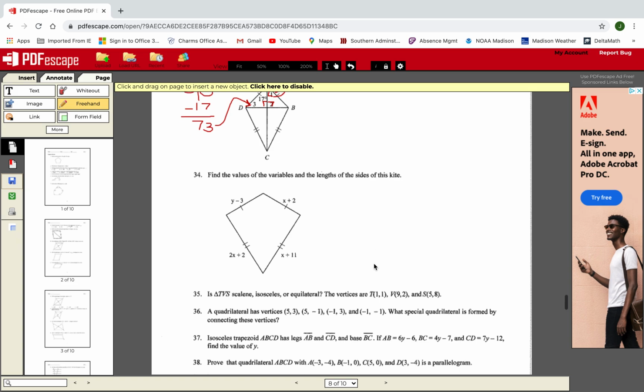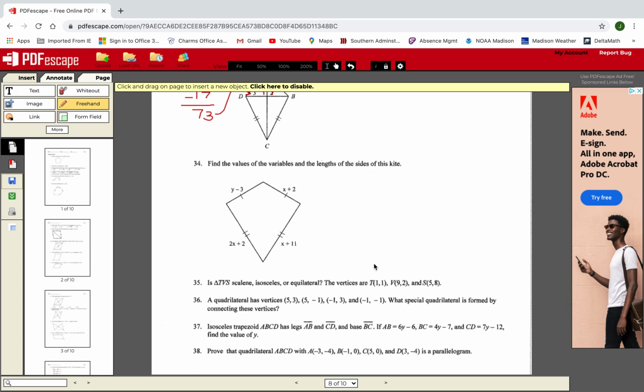34, our other kite problem. This says find the values of the variables and the lengths of the sides of this kite. This particular problem has tripped geometry students up for years because the first thing you see is y minus 3 equals x plus 2. You have two variables there. But look down. At the bottom, the sides with the two slashes, you have two expressions with x's in them. So start with that.